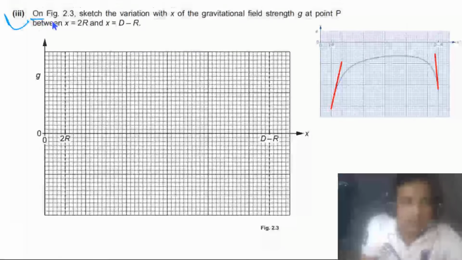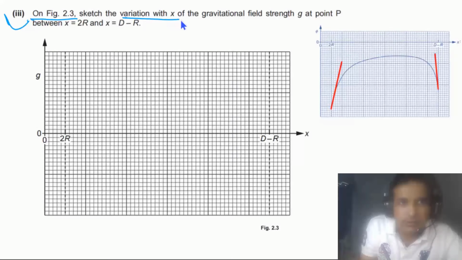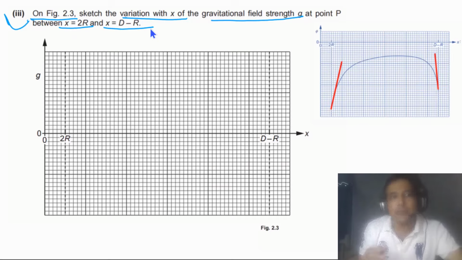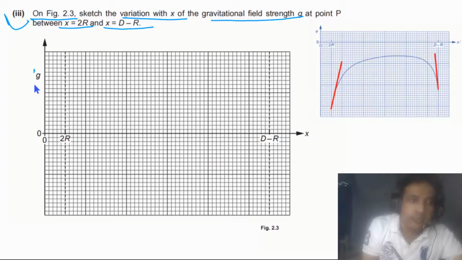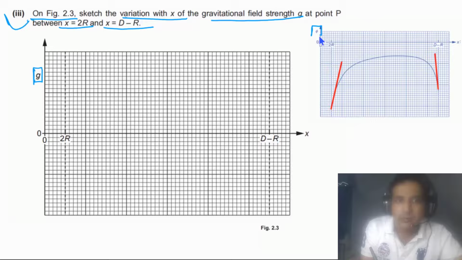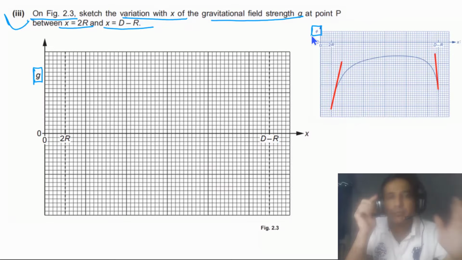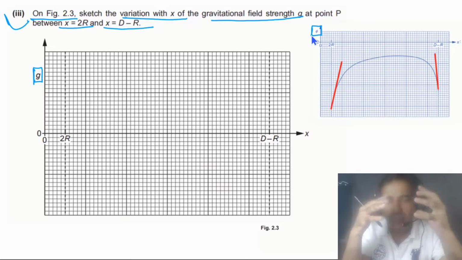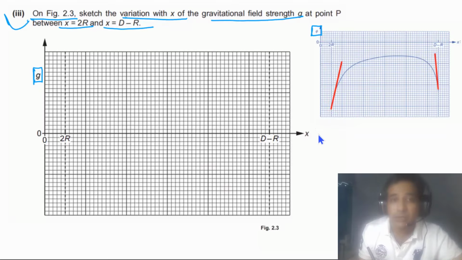The third part says, on figure 2.3 sketch the variation with x of the gravitational field G at point P between x equal to 2r and x equal to d minus r. For this question simply we have to sketch a graph between G and distance, but we have a graph between potential and distance. So we need to understand how potential and G are linked with each other, meaning the relationship between these two quantities.